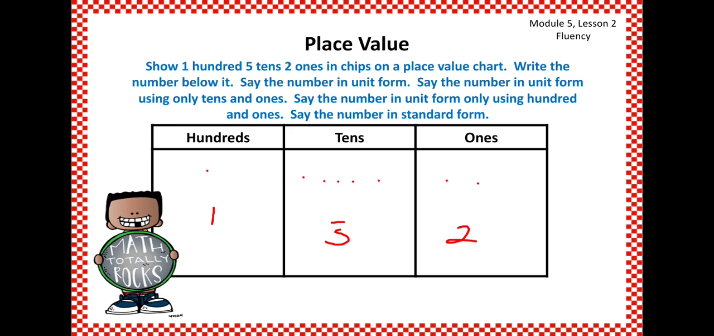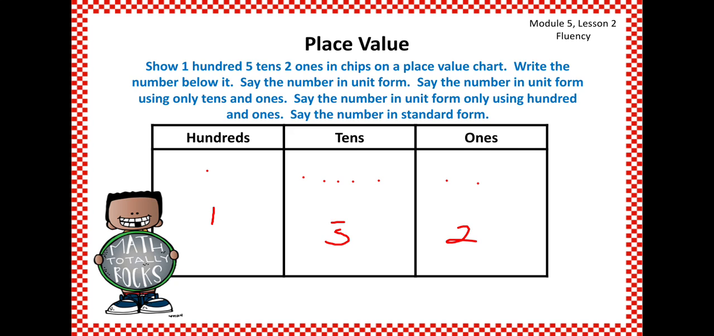Show 100, 5 tens, 2 ones in shifts on a place value chart. Write the number below it. Say the number in unit form. Say the number in unit form using only tens and ones. Say the number in unit form only using hundreds and ones. Say the number in standard form.